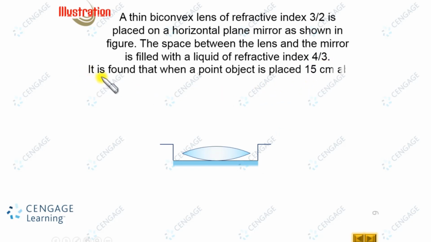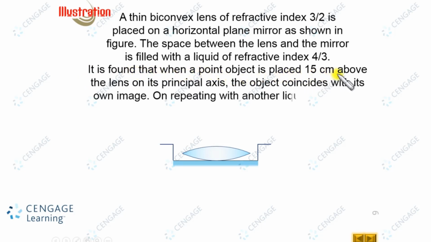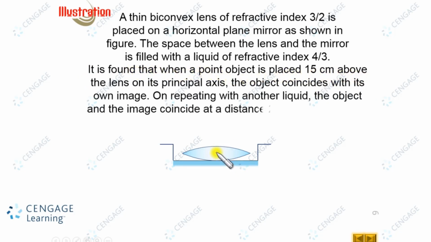In the next part of the question, it is given that when a point object is placed 15 centimeter above the lens on its principal axis, the object coincides with its own image. That means object and image position are coinciding at a distance 15 centimeter at the top of the lens. On repeating with another liquid, the object and image coincide at a distance 25 centimeter from the lens.